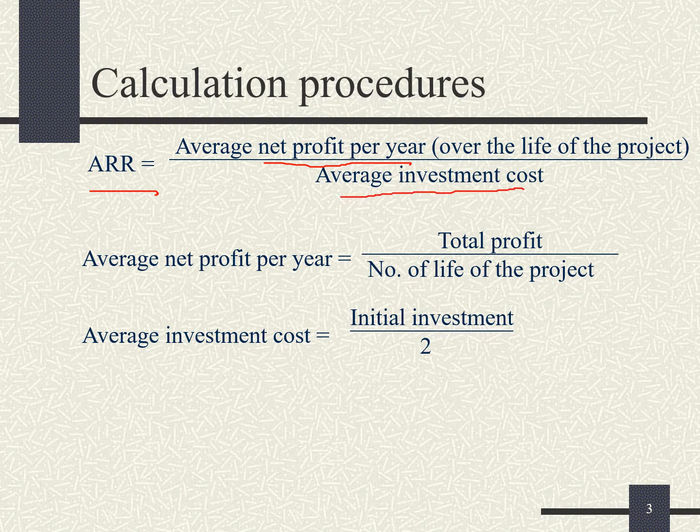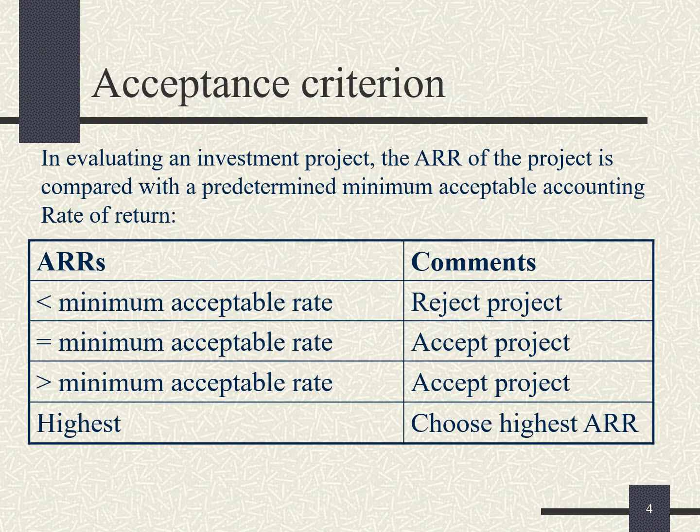Okay, how to get average net profit per year: it is total profit bahagi dengan number of life of the project, number of years. And then average investment cost ialah initial investment bagi dengan 2. And in evaluating the investment project, the ARR of the project is compared with the predetermined minimum acceptable accounting rate of return.